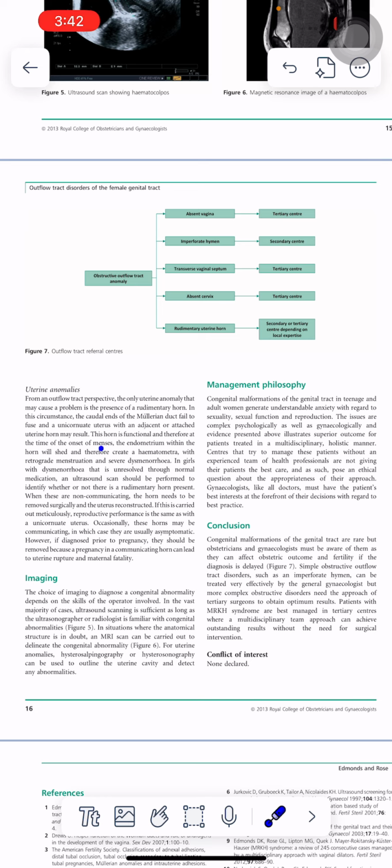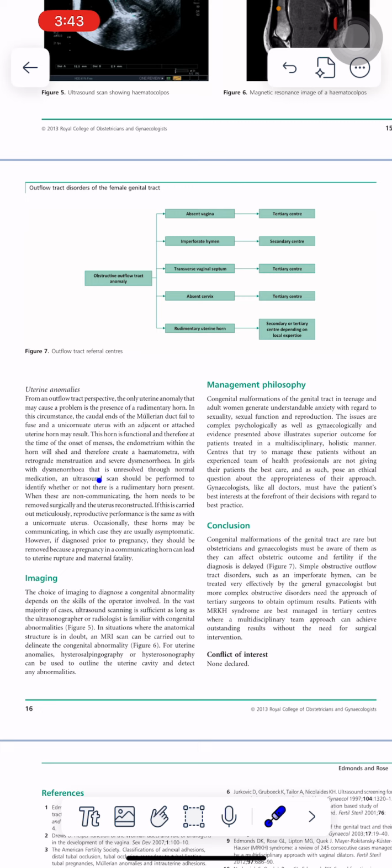If the horn is functional, then at the time of onset of menses the endometrium within the horn will be shed and therefore create a hematometra. Or sometimes they may present early, in young reproductive age when their menses started, with retrograde menstruation and severe dysmenorrhea.